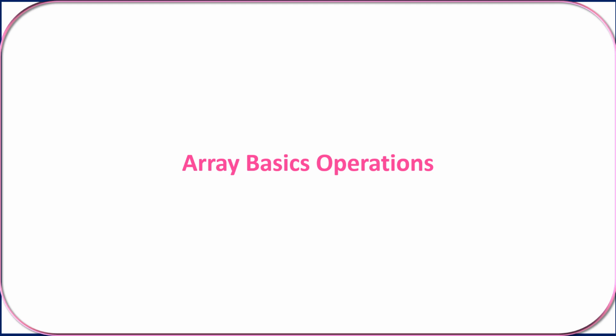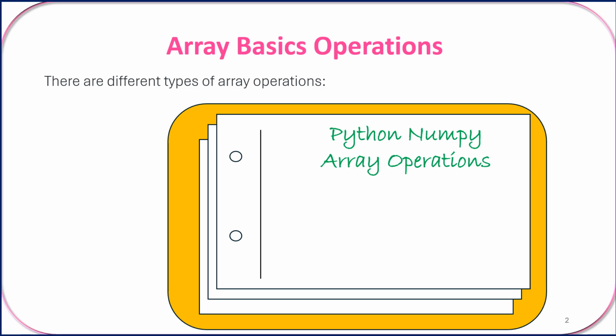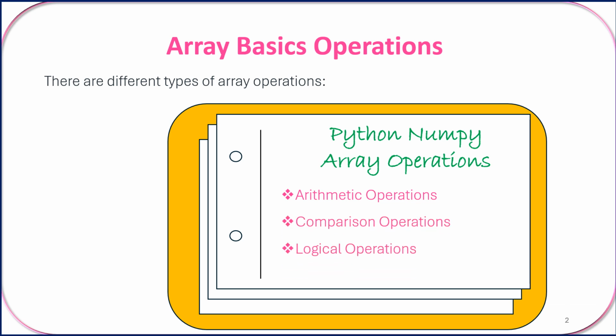Hi all. Now we are going to see the basic operations of NumPy array. In NumPy, basically we have three different types of array operations. They are arithmetic operations, comparison operations, and logical operations. We'll see one by one.